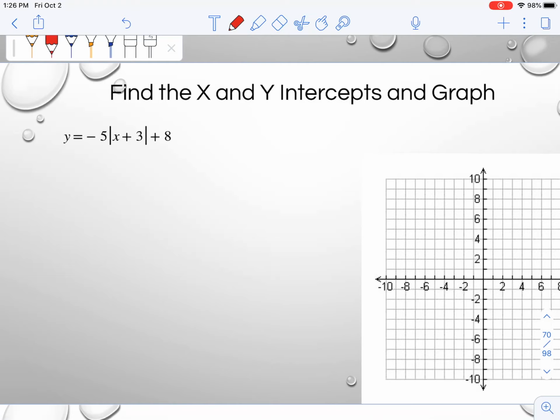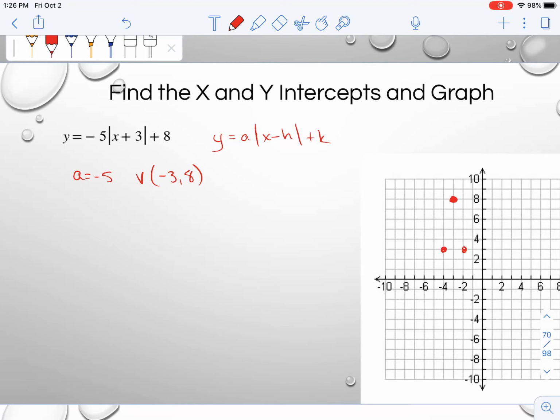When we're graphing absolute value, for the most part, they're going to fall into a nice, neat form where we're going to follow our graph shifting. Remember, y equals a times absolute value of x minus h plus k. So here my a value is -5. My vertex is going to occur at -3, 8. So at -3, 8, I'm going to have the vertex of my graph. It's going to be flipped upside down. It's going to have a slope of -5 because it's absolute value. And we're going to have a graph.